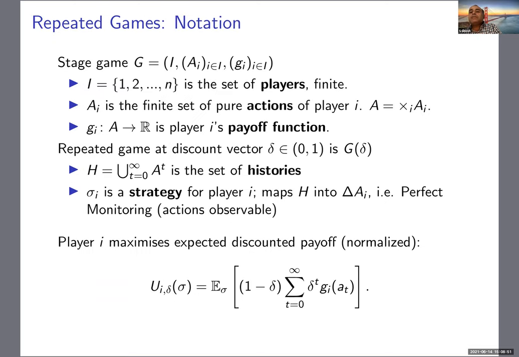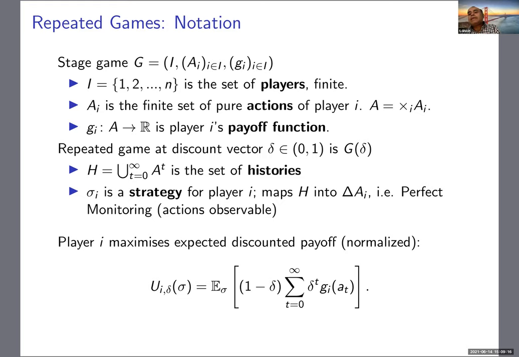So let's look at repeated games, the notation. This is standard notation. I'm just going to go over it. There's a stage game, capital G. It includes three things. First, capital I, 1 through N, is a set of players. It's finite. Everything is going to be finite. A_i is this finite set of pure actions of player i. Capital A is the Cartesian product of the A_i's.